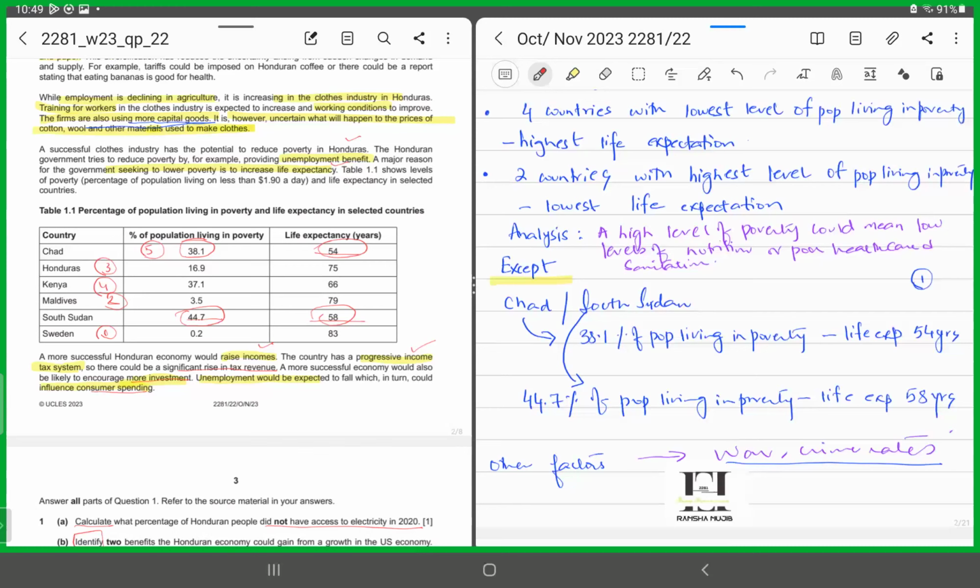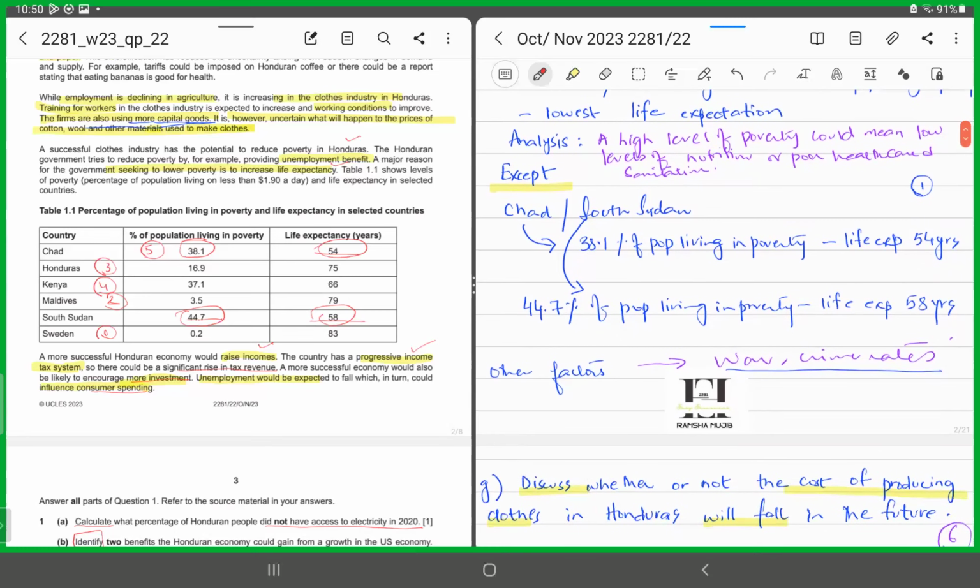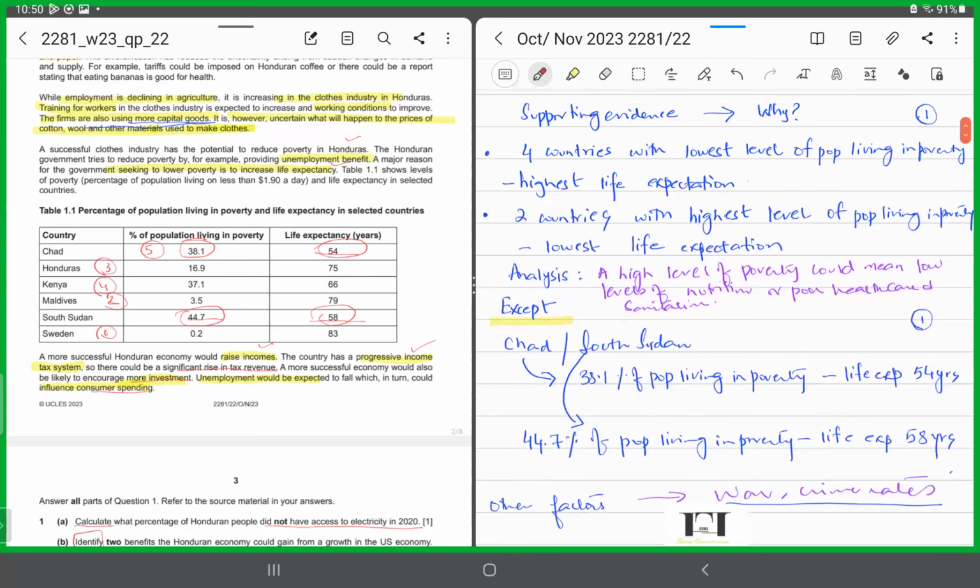We could say that this shows that there are other reasons behind this exception. It could be owing to the fact of war or crime rates. Maybe Chad has higher crime rates, or maybe it's in their genetics that the life expectancy they have is lesser, or it could be maybe wars or crime rates. Okay, you need to attribute the reasoning behind this exception too. So you figured out the justification behind your exception.